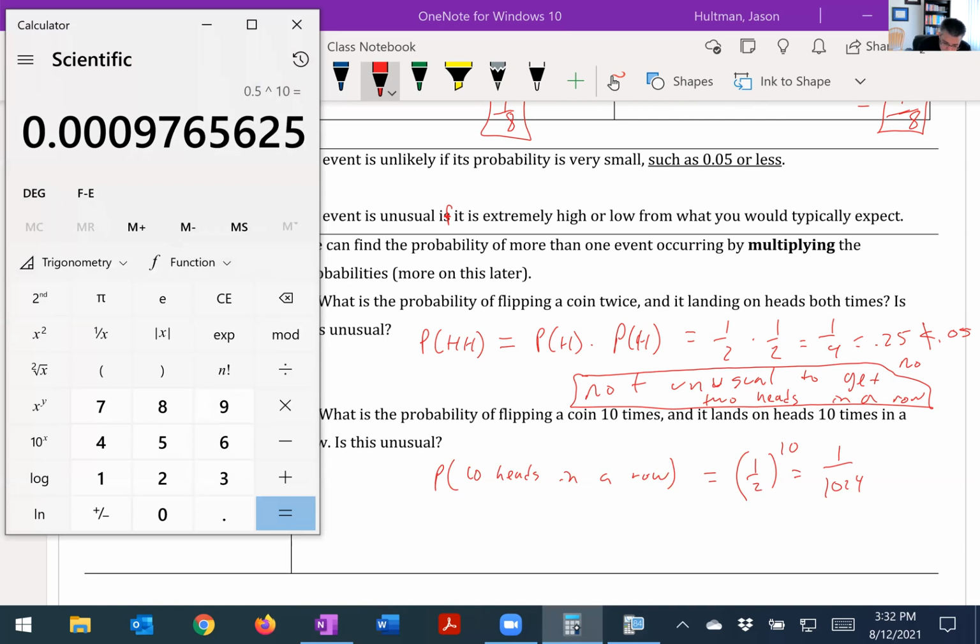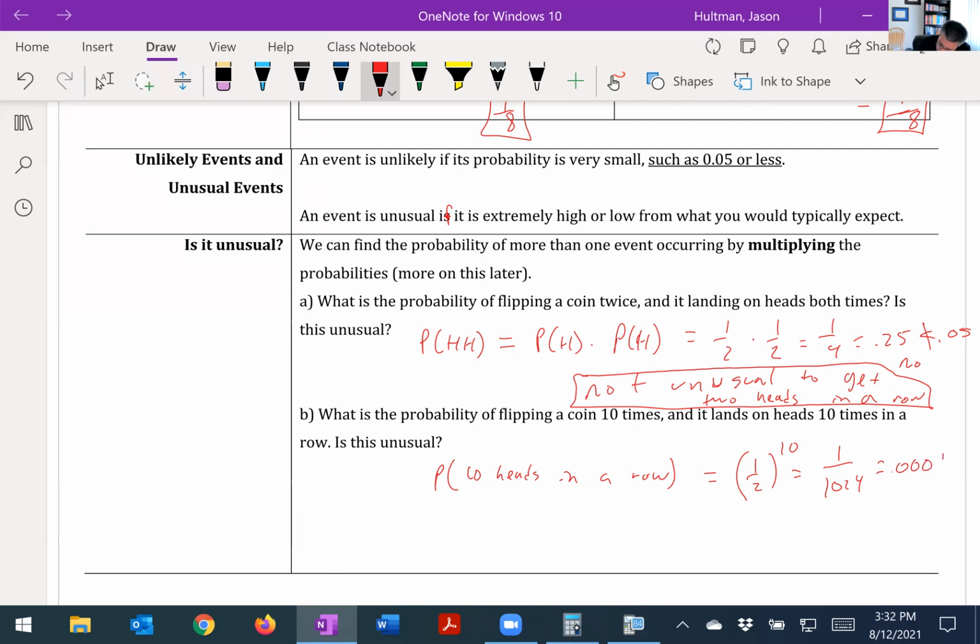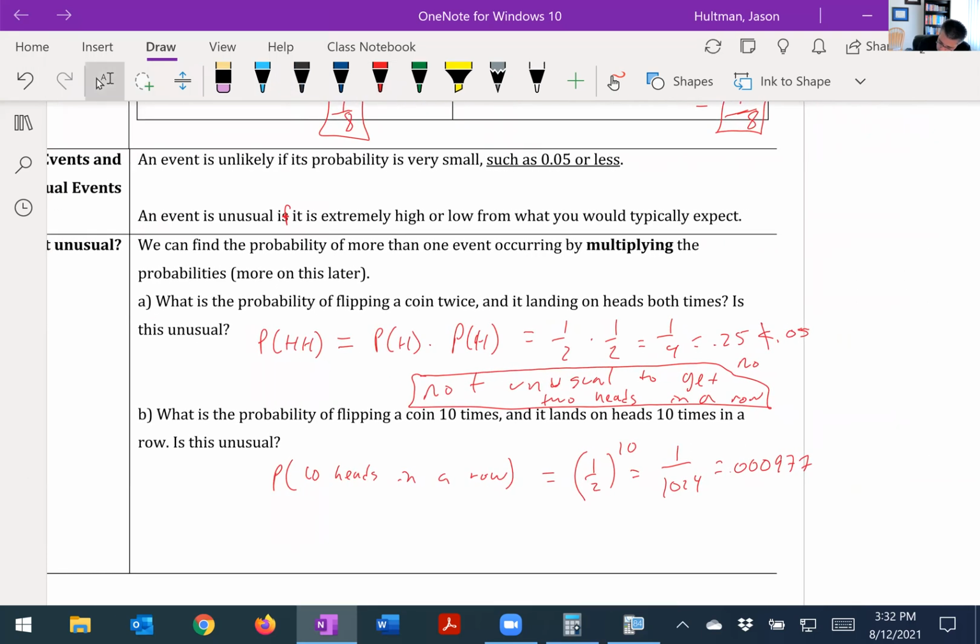0.000977. Is that less than 0.05? Yes. So this is an unusual result.